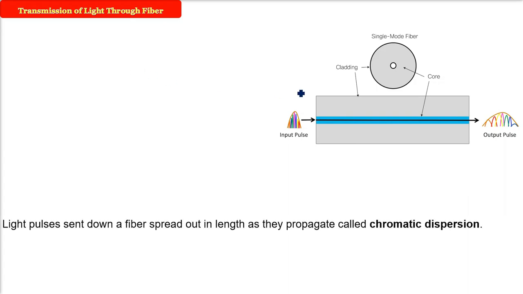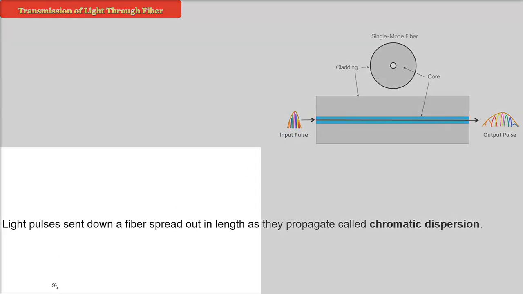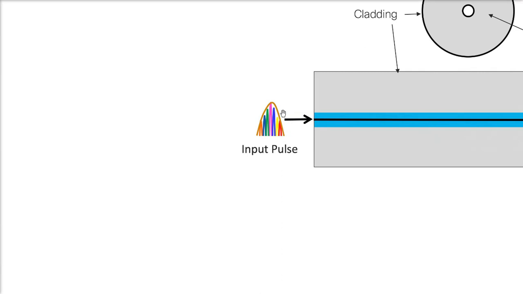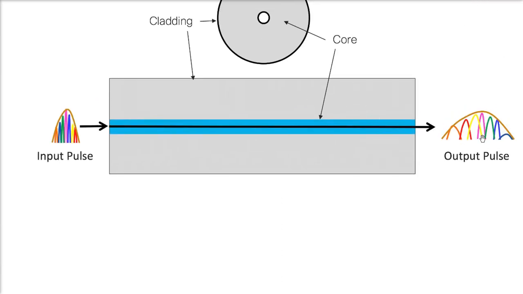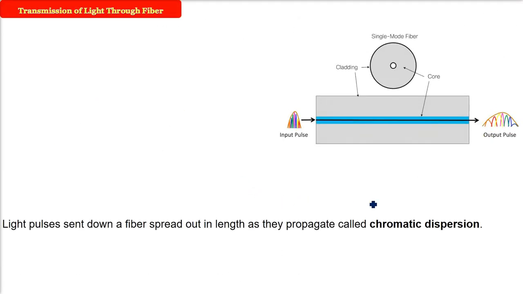So whenever the light travels, we are talking about fiber. Light pulses, when we send them through fiber, spread out in length. This is the input pulse, and this is the output pulse. So it spreads, and as they propagate, this happens. This is called chromatic dispersion. Now, the amount of this dispersion is wavelength dependent, lambda.